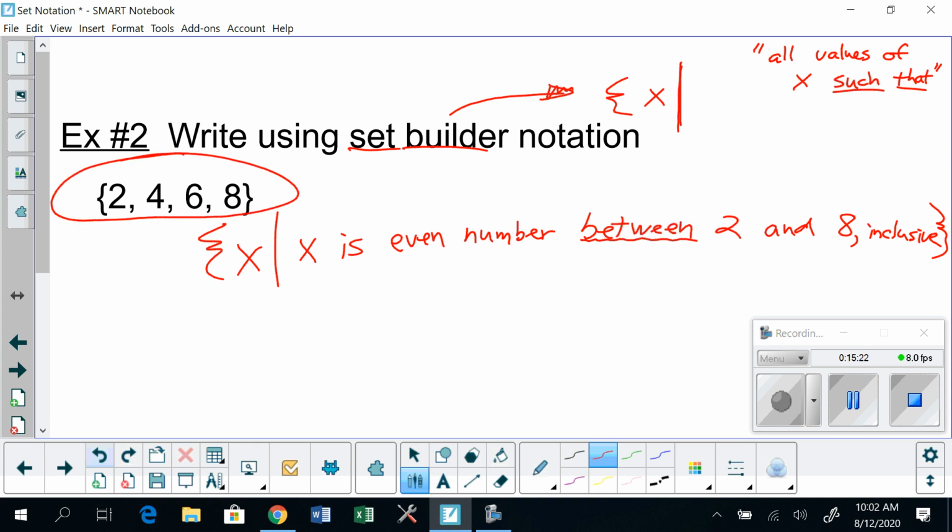And so set builder notation is a way that you can write a set using your language instead of just making a list of words. You can write out a set using a description using your language.